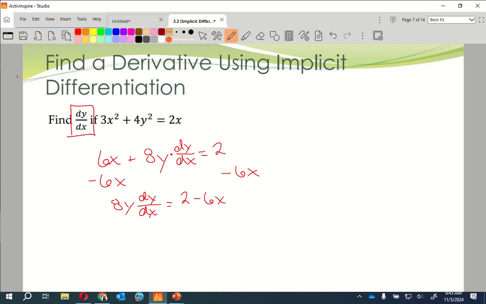And my dy/dx is being multiplied by 8y. So to undo that multiplication, I need to divide. So I get dy/dx is equal to 2 minus 6x divided by 8y. And why? Because I said so.